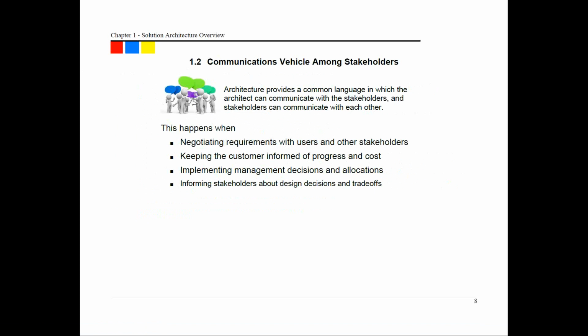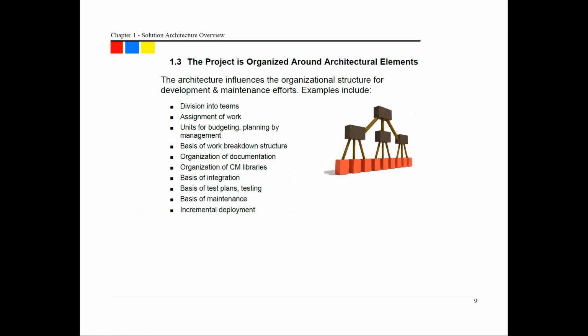When negotiating requirements with users and other stakeholders, there will be a number of different stakeholders in any kind of project, and each stakeholder has different concerns and needs. An architecture is designed to satisfy as many of those concerns as we can, and also to demonstrate and communicate that those concerns have been handled. So it's very useful for keeping the customer informed on progress and cost and implementing management decisions, and also informing stakeholders about design decisions and trade-offs.